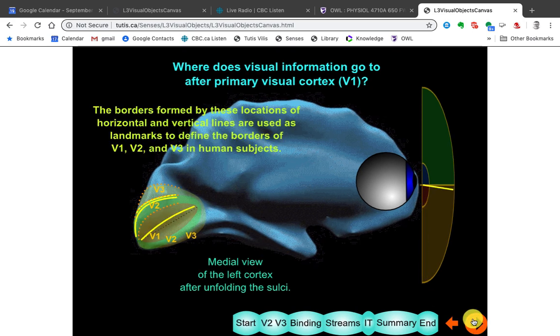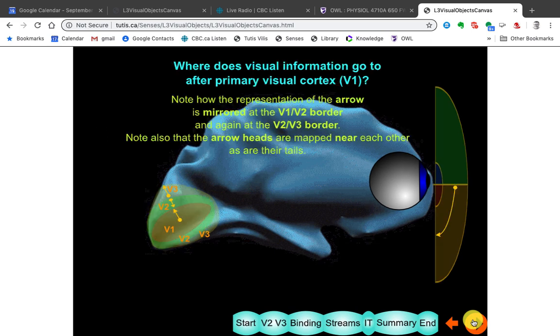So what happens is that the borders form this pattern of lines, and these patterns of lines are used to demarcate where V1 begins and V2 ends in real humans. You can anatomically map it out. So this is V1, this is V2, this is V3, by basically showing them these patterns of lines that are either vertical or horizontal.